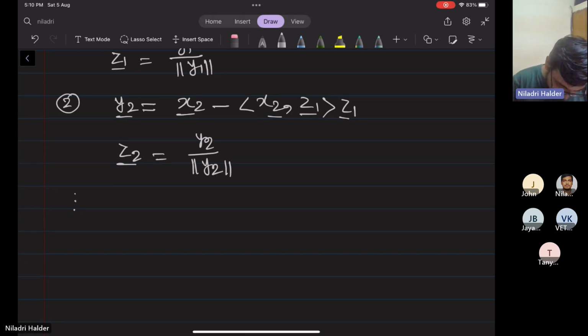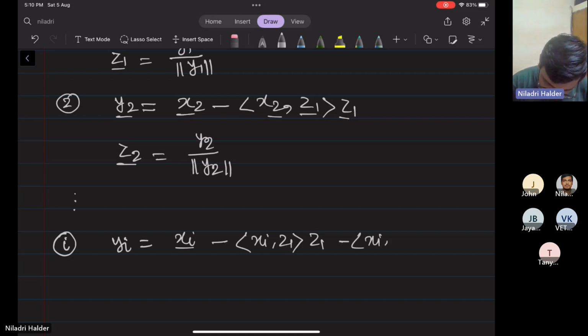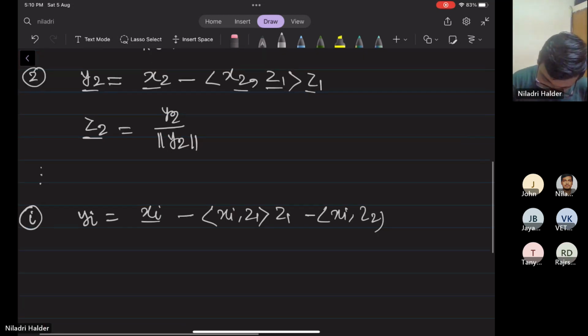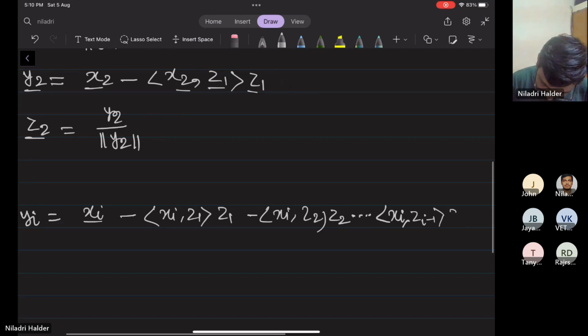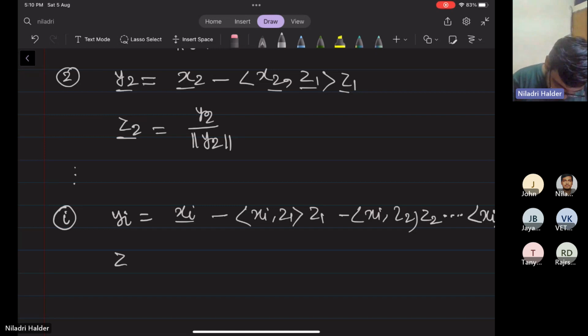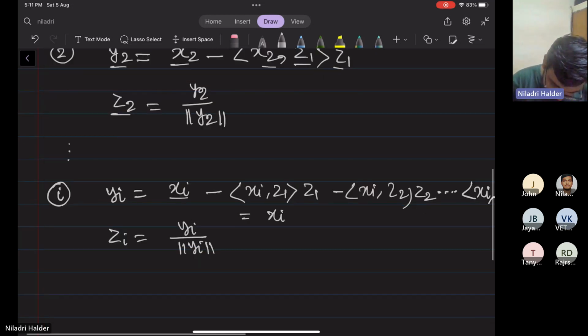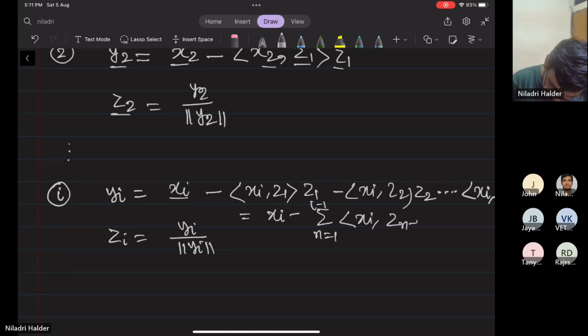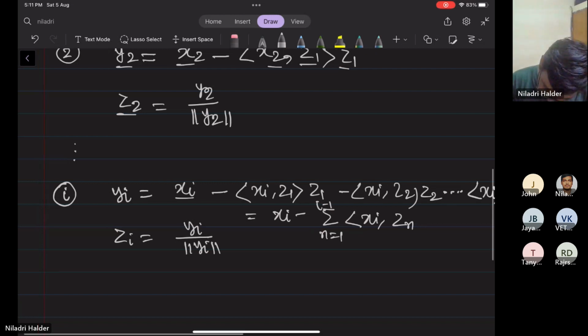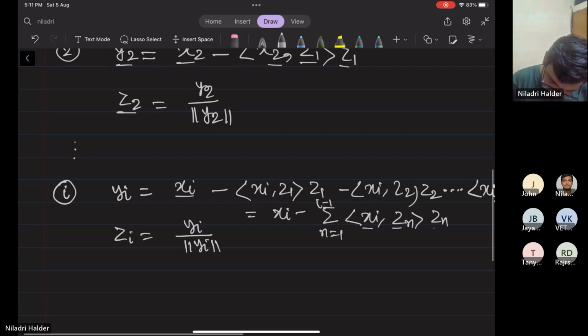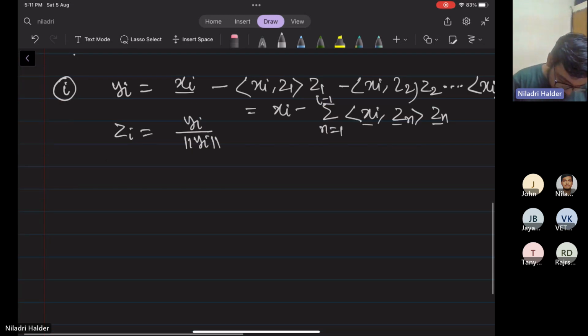We'll continue like that. So suppose there is an ith stage. In the ith stage we will find yi equals xi minus inner product of xi and z1, minus inner product of xi and z2, and so on up to the inner product of xi and z(i-1). And then zi equals yi divided by norm of yi. So that can be written as xi minus summation of those projections. So this is the process. So we'll take an example.